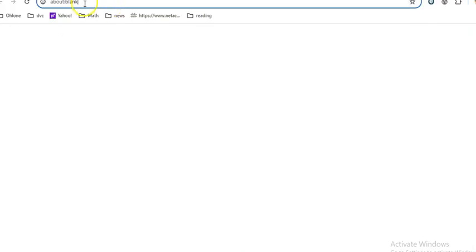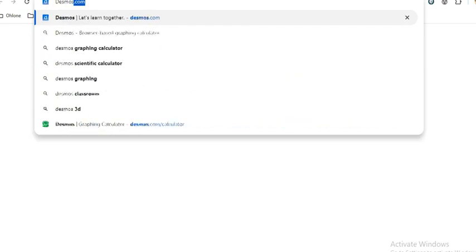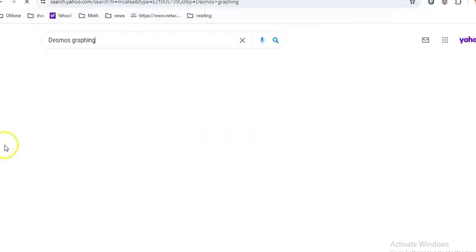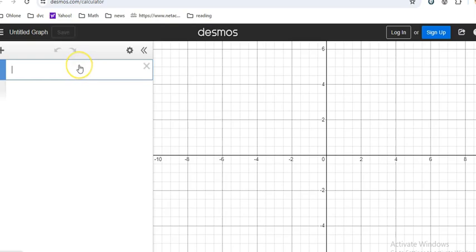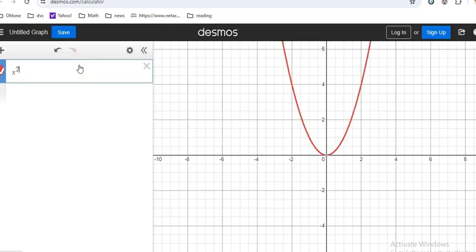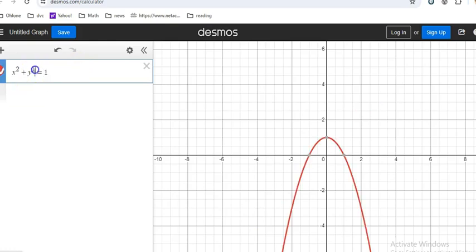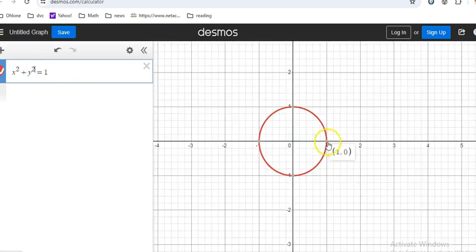Here, if I do decimal graphing, a decimal calculator, and I type x squared plus y squared equal to 1. It's a circle. You can see that it cuts the x-axis at (1, 0), and then this is (0, 1), and (-1, 0), and (0, -1). So x squared plus y squared.